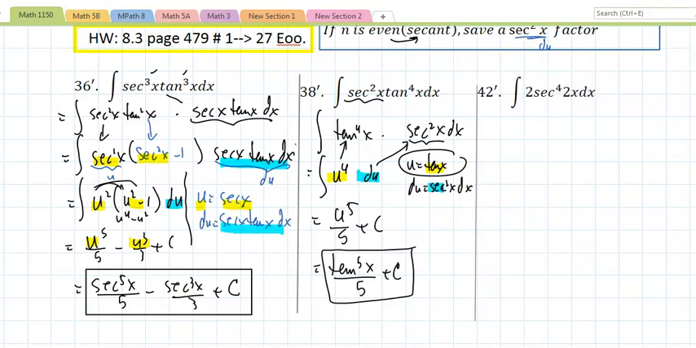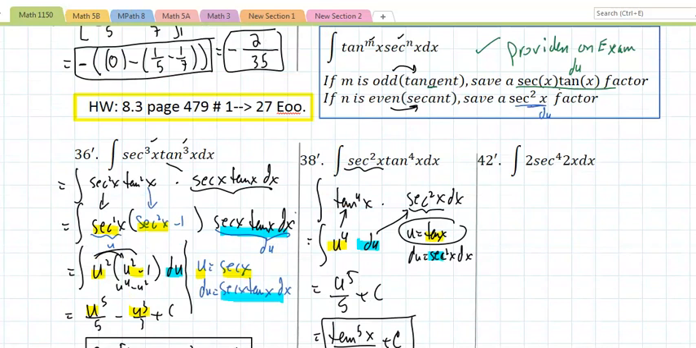Next problem up. Again, I'm looking at this, saying, okay, I see a secant. It is even. Okay, but secant to the fourth. So I'll take the 2 out. And according to the rule, if I follow the trend, I need to save a secant squared of 2x dx. Remember, this is my du, which means the other secant squared I can't have. What does secant squared equal? Tangent squared of 2x plus 1. Again, make sure you have the identity handy.